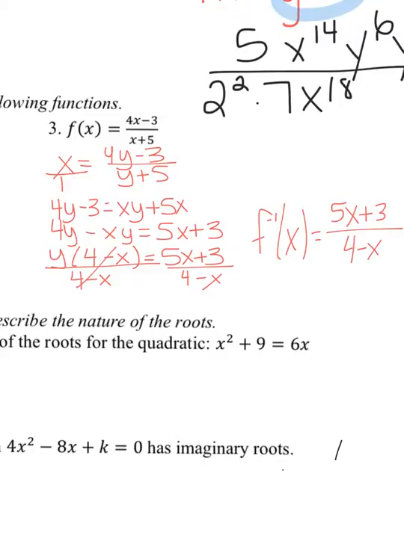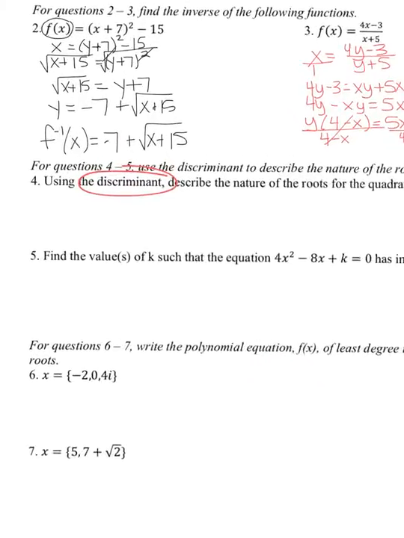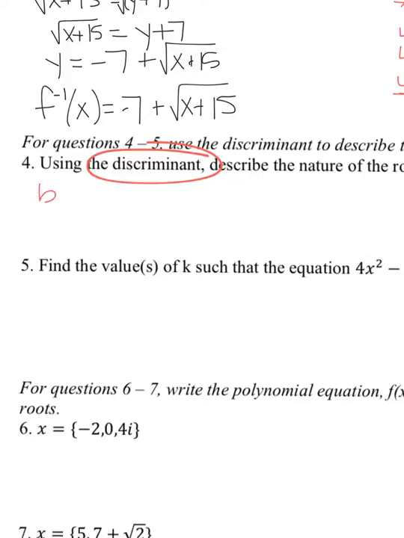Number 4, using the discriminant to describe the nature of the roots. So the discriminant is part of the quadratic formula. The discriminant is b squared minus 4ac. Now, b squared minus 4ac, the discriminant, tells me what my roots are supposed to look like. It doesn't tell me what they are, but it tells me whether my answers are going to be real or imaginary, rational or irrational, equal or unequal.